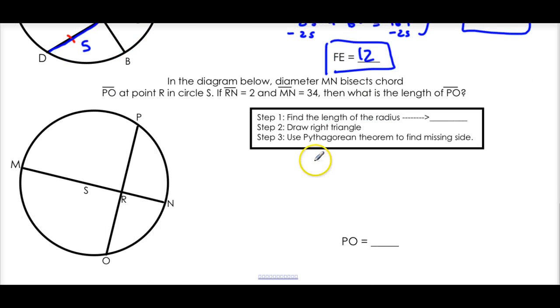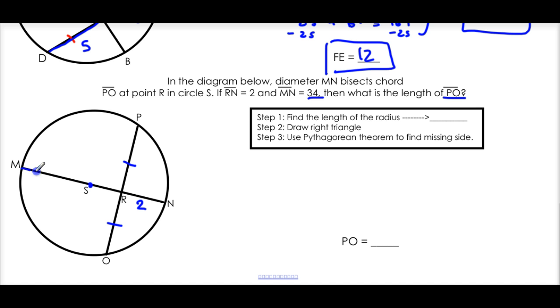Let's try it one more time. I know you're still confused, so let's try it again. Let's see if we're getting the hang of it. In the diagram below, diameter MN bisects chord PO. So PO got bisected at point R in my circle S. Okay? If I know that RN is equal to 2, and MN, this is the whole thing, is equal to 34, then what is the length of PO?